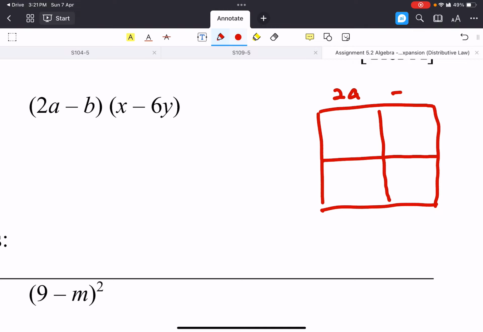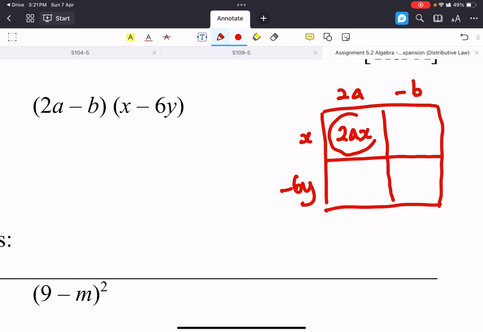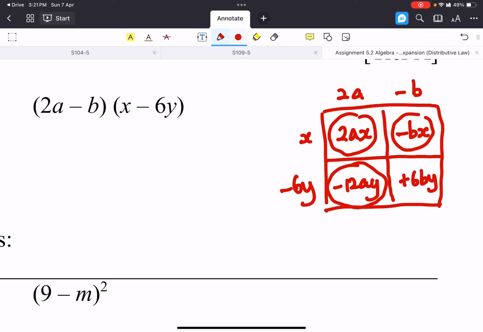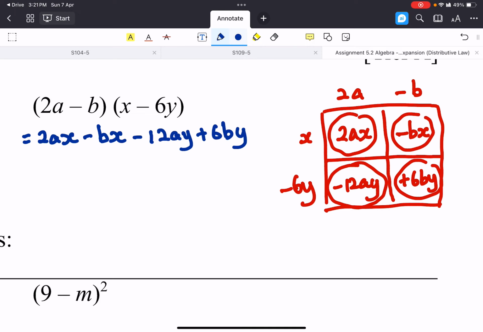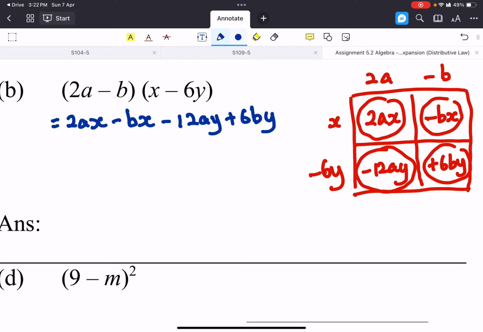We have 2a minus b over here. We have x minus 6y over here. So this gives me 2ax over here. The next will be negative bx. Over here is negative 12ay. And over here will be positive 6by. Right? So putting them together, this is what we'll get: 2ax minus bx minus 12ay plus 6by. So you get a hang of it after a while, right?